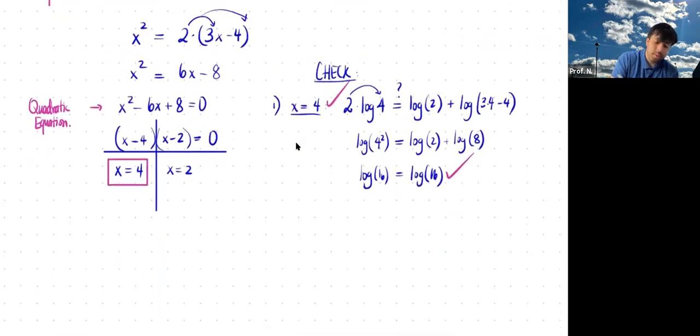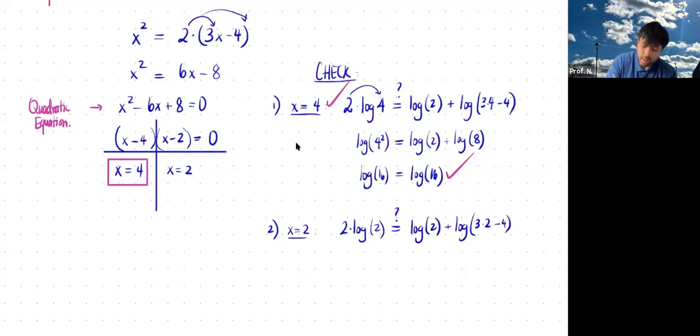Now let's try the other one. When x equals 2, is this a solution? So we get 2 times log of 2. Does this equal log of 2 plus log of 3 times 2 minus 4? 3 times 2 is 6 minus 4 is 2. So I get log of 2 plus log of 2. Does this equal 2 times log of 2? And yes, it does, because you're taking log of 2 and adding it to itself. So of course this will be 2 times log of 2. I'm taking 2 logs of 2.